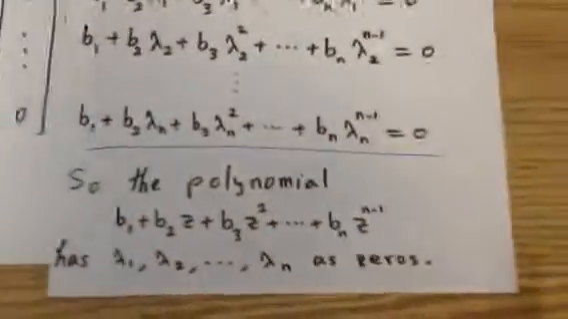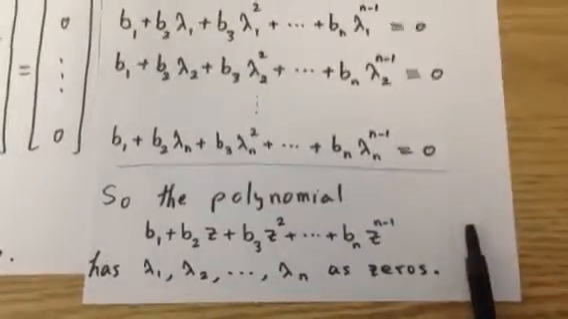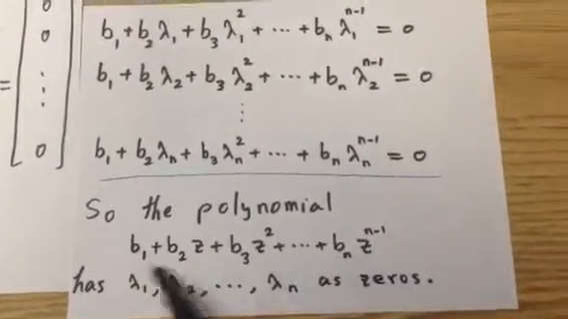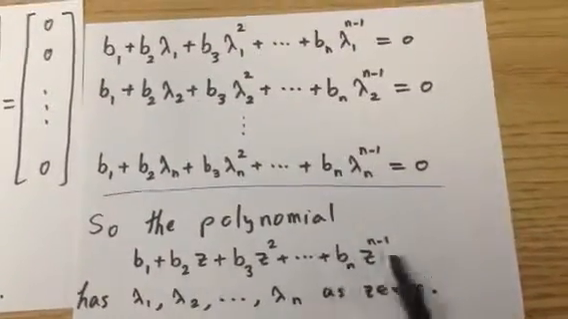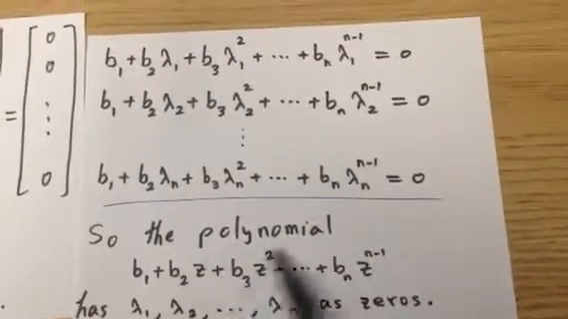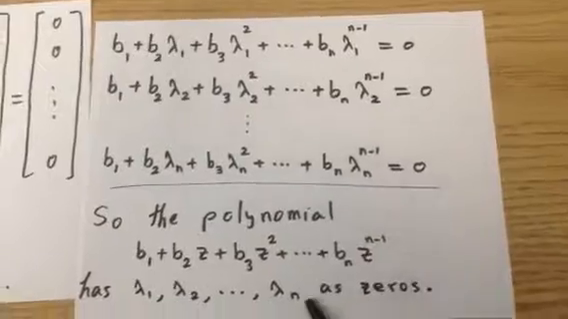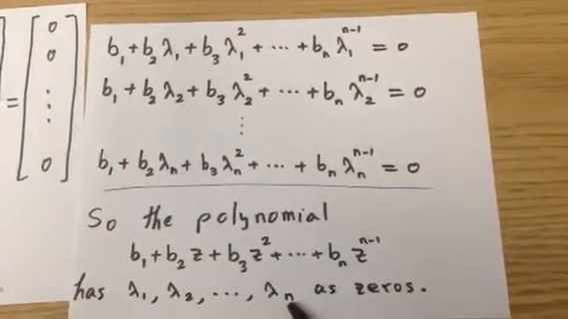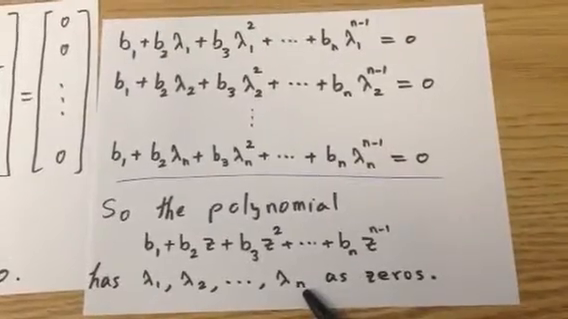Remember, one of our main assumptions at the beginning was that the lambda j's are distinct. So what's wrong with that? We know that a polynomial of degree n has exactly n zeros, so there's no way for this polynomial of lower than n degree to have n roots or n zeros, and that's the contradiction.